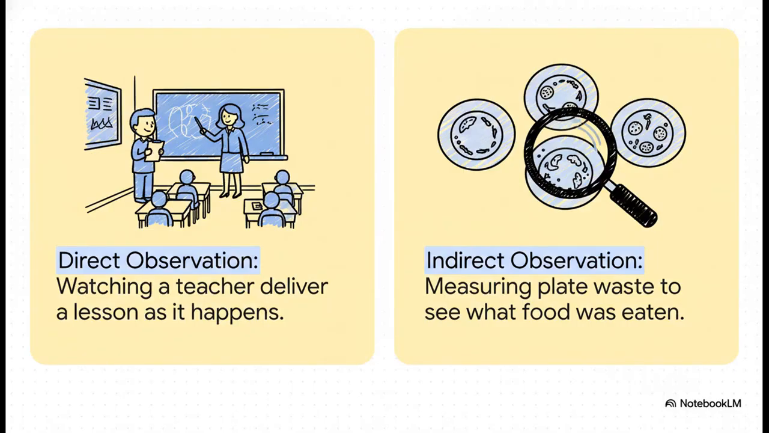Now, this whole observation thing comes in a couple of different flavors. First, there's direct observation. That's pretty straightforward, like a researcher literally sitting in the back of a classroom watching a lesson. But, and this is where it gets clever, you can also watch indirectly. Instead of watching kids eat their lunch, you could just measure the food left on their plates afterward. See? Both methods tell you what was eaten, but they come at it from totally different angles.